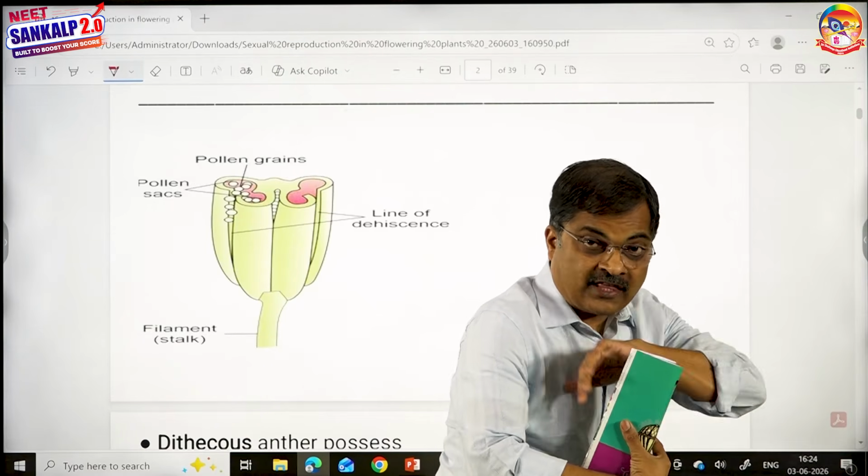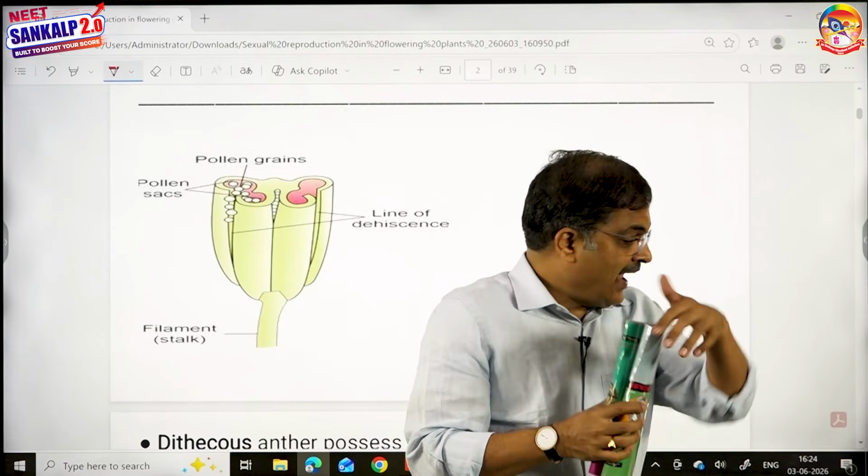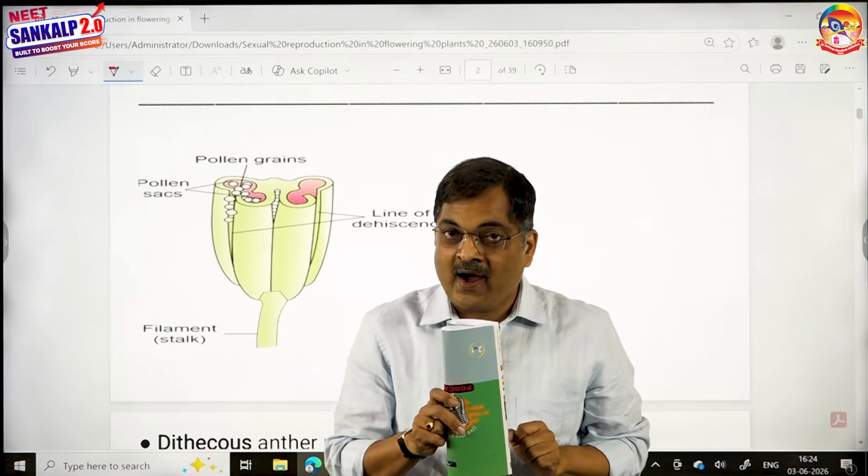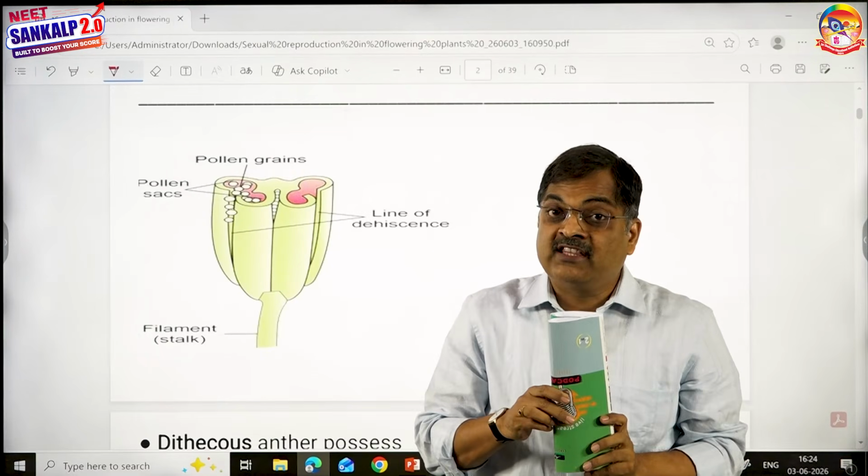Two lobes, two anther lobes. This entire thing is anther, and there are two lobes. You can easily remember this. Now the next important one: how many chambers or theca are present?